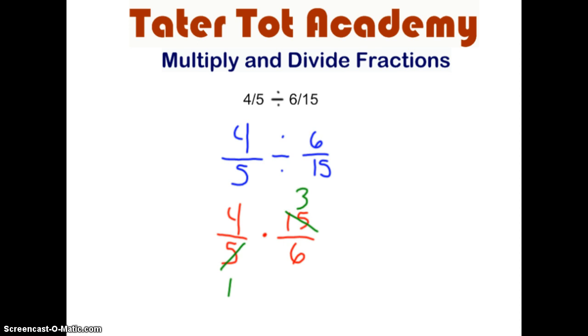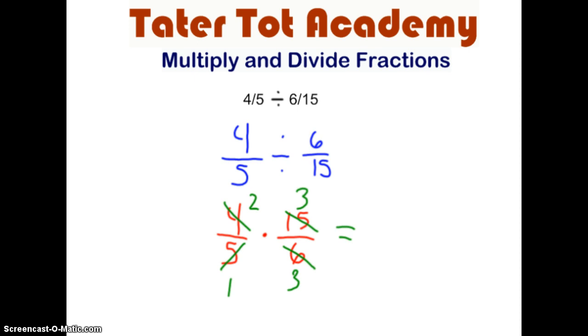Oh, look, we also have a 4 and a 6 over there. Well, the 4 and 6 are both divisible by 2. So when 2 divides into 4, I have 2 left. And when 2 divides into 6, I have 3 left. Now, all we need to do is multiply across the top and the bottom. But whoa, wait, there's more.